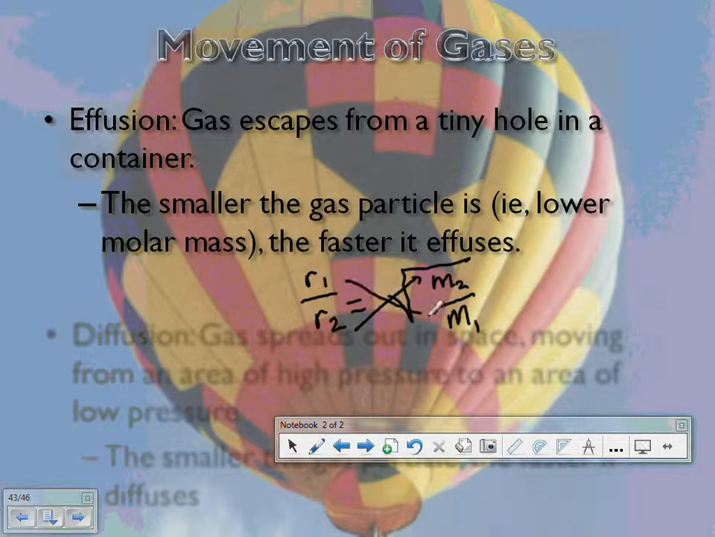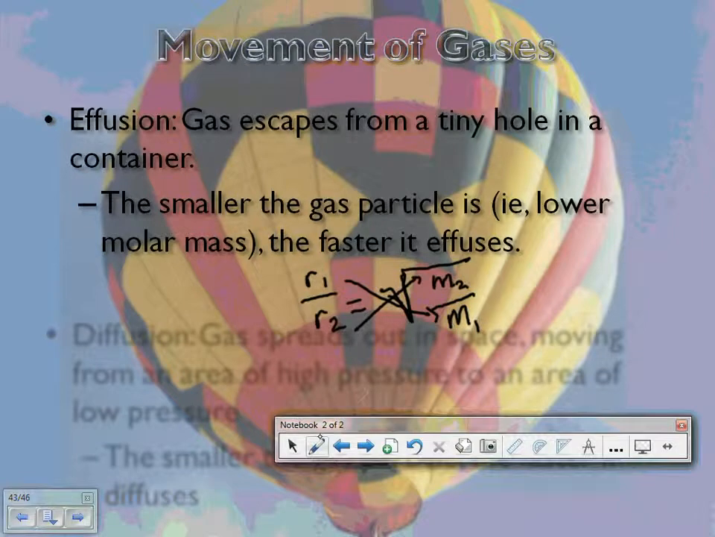And then 1 was on top and that goes on the bottom. Yep, and so we're going to do a demonstration in class where we get to actually see this happen. The small particle moves faster than the big particle.